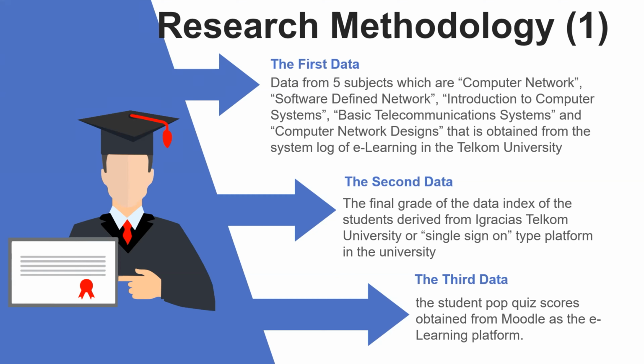And all of these stages will be processed using Pentaho Data Integration. Furthermore, the resulting data will be combined with the final student grade index data and the average result of the pop quiz score. After that, the data will be combined to allow the classification process to be carried out. Okay, that is our research methodology.